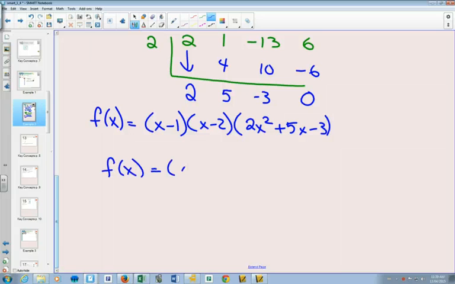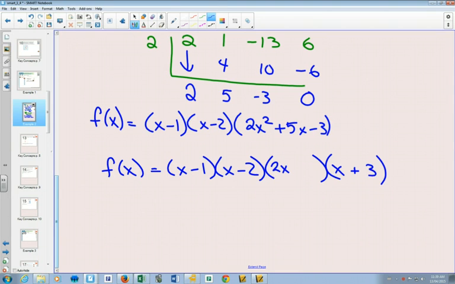Finally got to a quadratic, which you know how to factor. If it can be factored, sometimes the last one can't be factored, and then you would be done. And sometimes you could only solve it with the quadratic formula, so then you'd have to use the quadratic formula to find the last one. But in this case, it'd be 2x and x. In order to get a plus 5 and a -3, we'd have to have plus 3 there and minus 1 there.